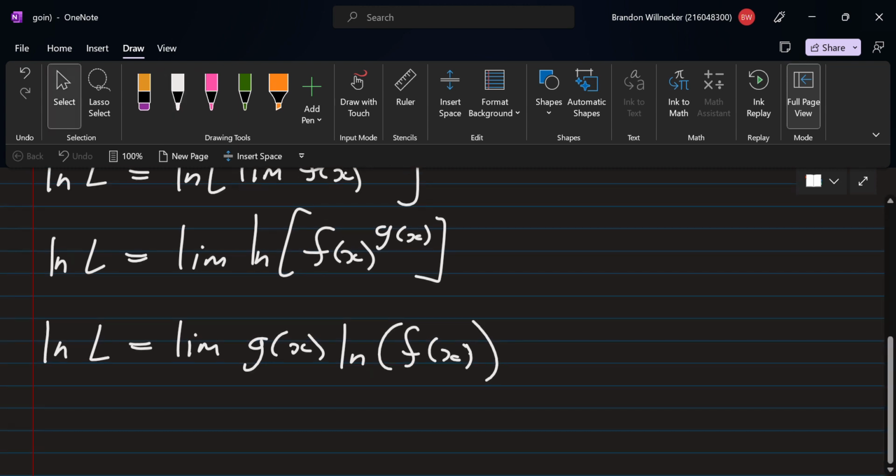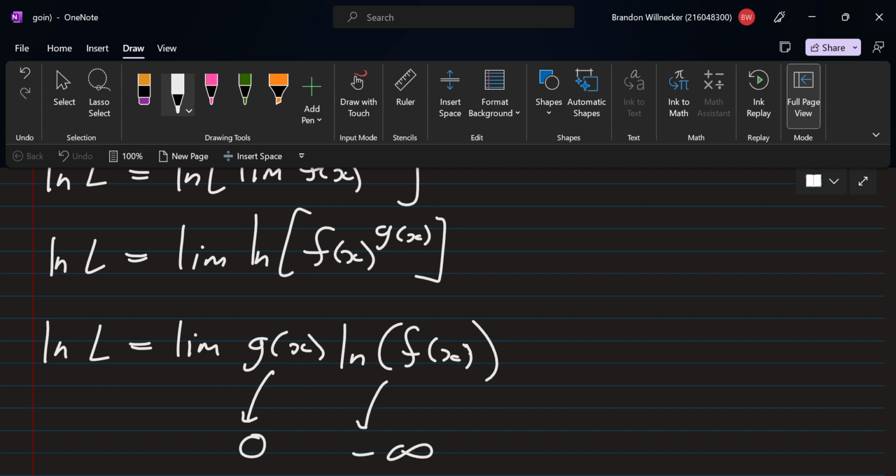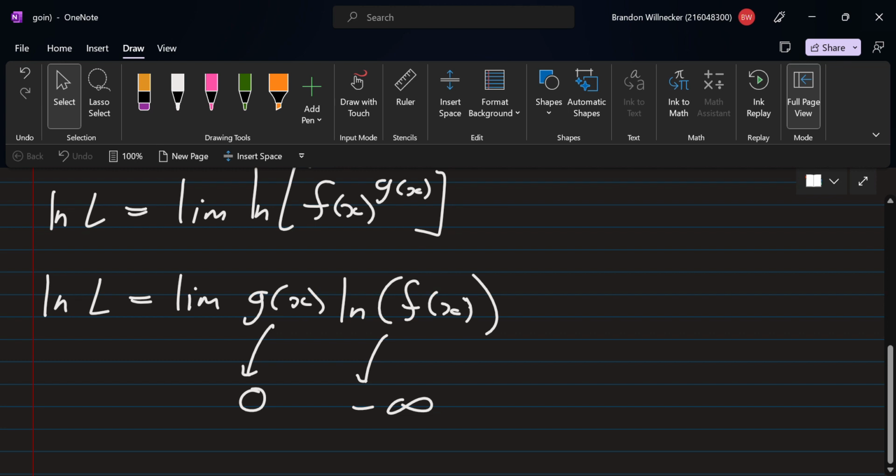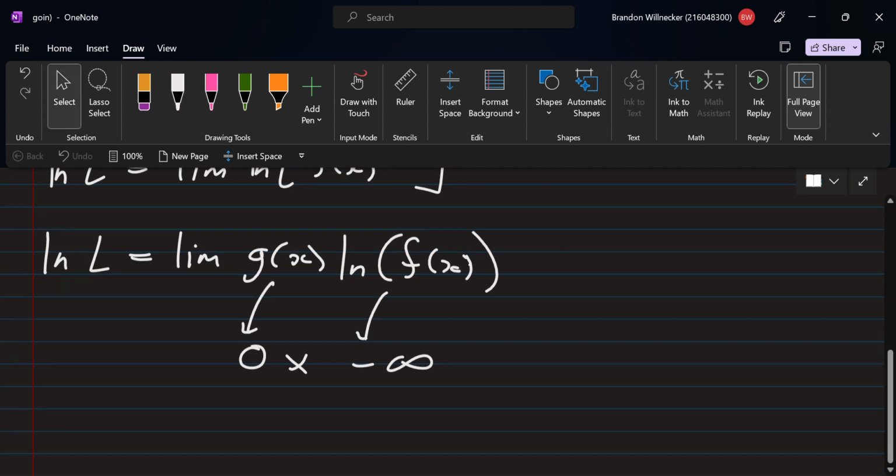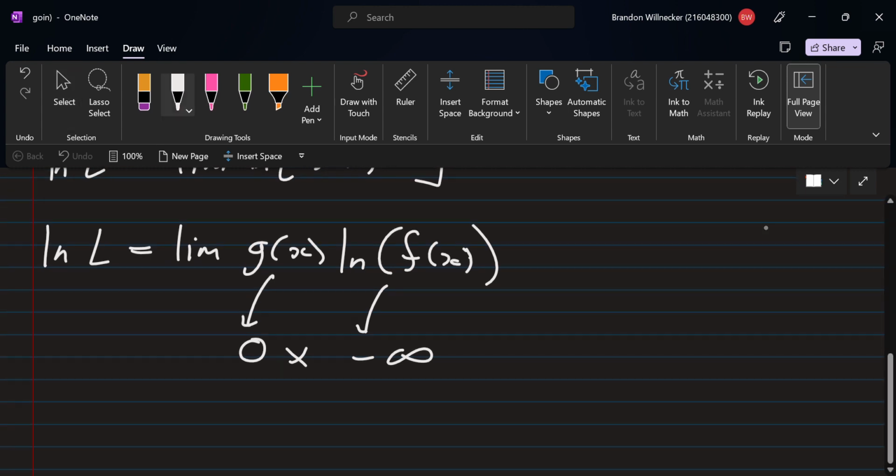So now, g of x, remember that limiting value was 0. f of x, that limiting value was also 0. But we're taking the natural log of that. So the g of x goes to 0, but the natural log of f of x goes to minus infinity. So we have something of the form 0 times minus infinity. Now we did a bit of work on that previously. This will be your last homework exercise.